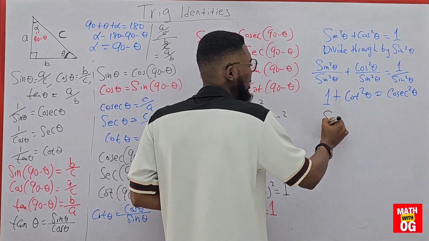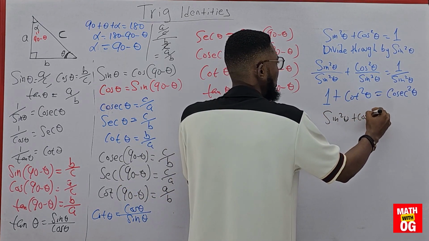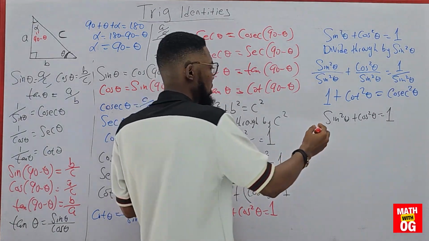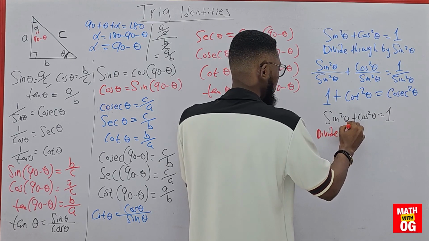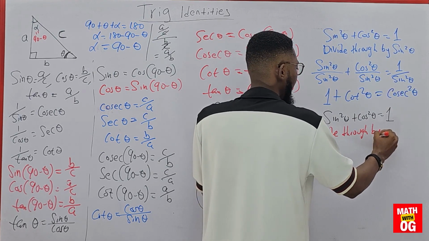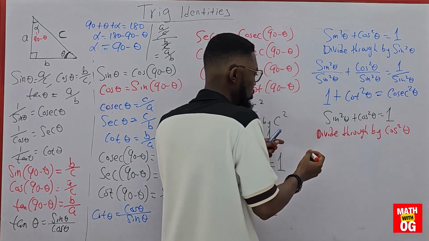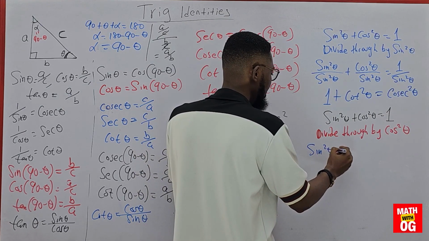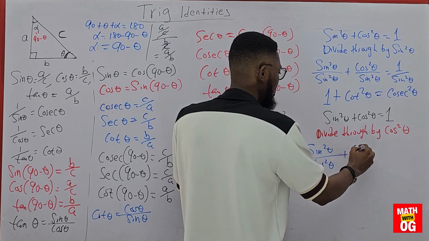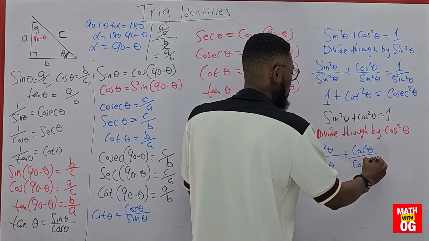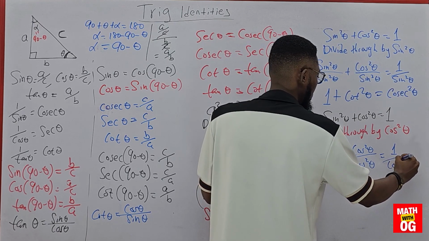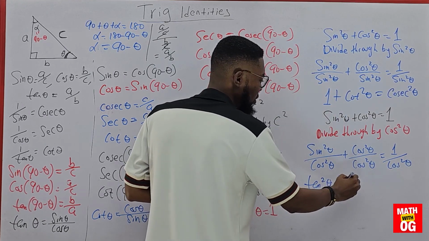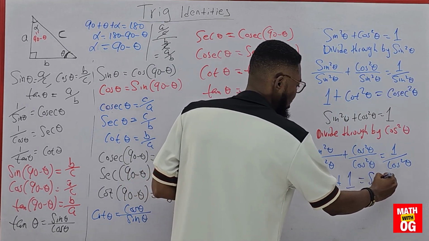Now bring this down here. Sine squared theta plus cos squared theta is equal to 1. Let's divide through by cos squared theta. So this should give me sine squared theta over cos squared theta plus cos squared theta over cos squared theta is equal to 1 over cos squared theta. Sine over cos is tan. So this is tan squared theta plus cos over cos is 1, and 1 over cos is sec squared theta.